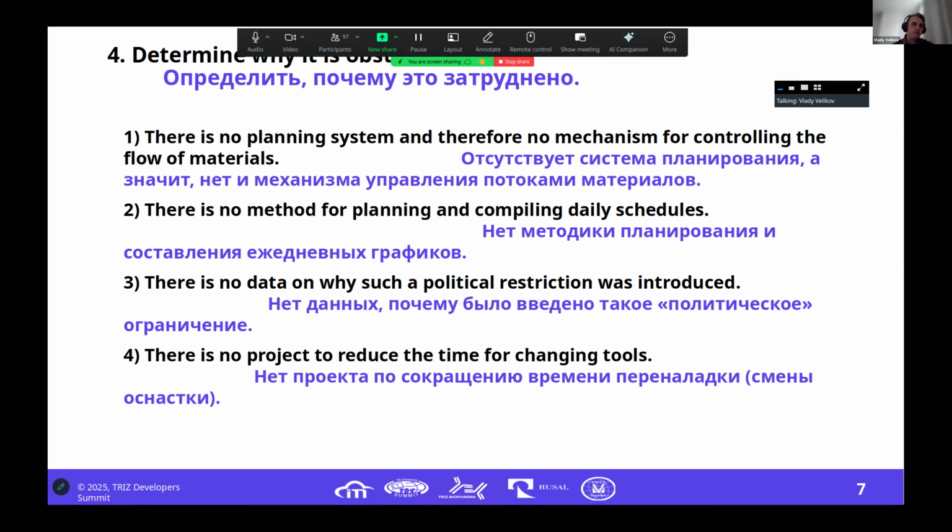I defined this again, but to be more clear, there is no planning system and therefore no mechanism for controlling the flow of materials. I'll explain the solution exactly. No method for planning and compiling daily schedules. No data on why such a political restriction was introduced. Nobody told me who and why did this. There is no project to reduce the time for changing tools.